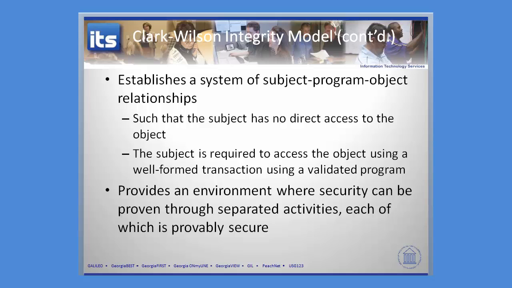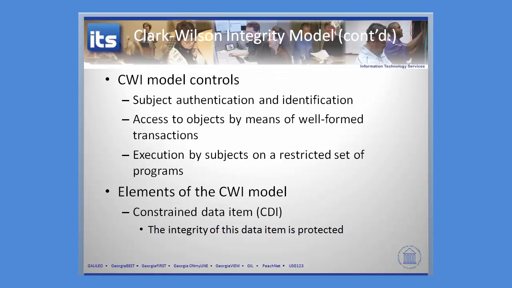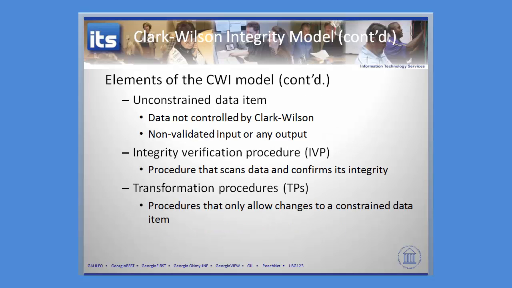Alright, so let's look at some of the controls that are in this. First of all, you've got to authenticate and identify the subject or the user. We use these well-formed transactions and then a restricted set of programs to ensure the integrity of a particular object. Now, there are a couple of elements within this particular model. The first is the idea of a constrained data item, and this is where the integrity of the data is being protected. You also have unconstrained data items.